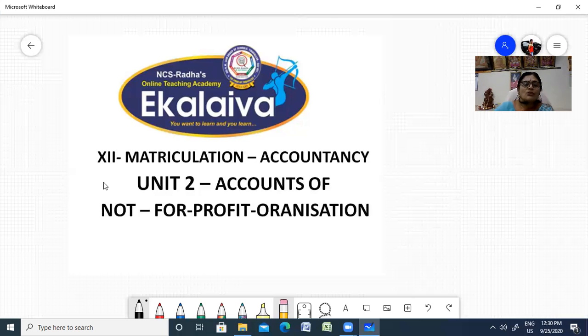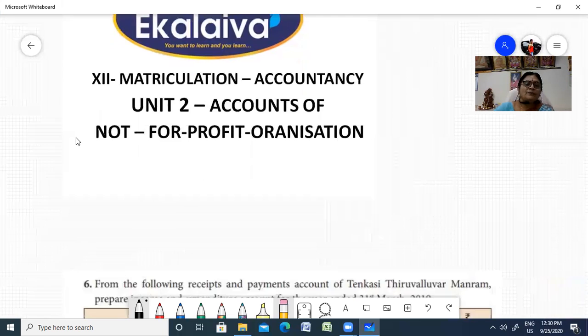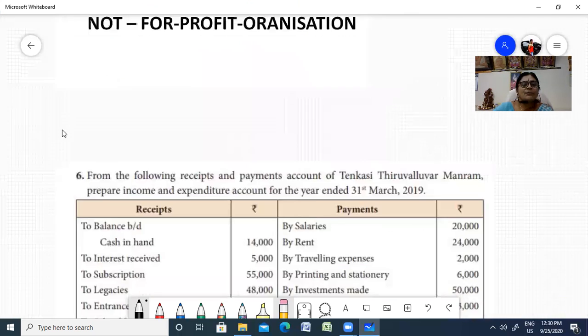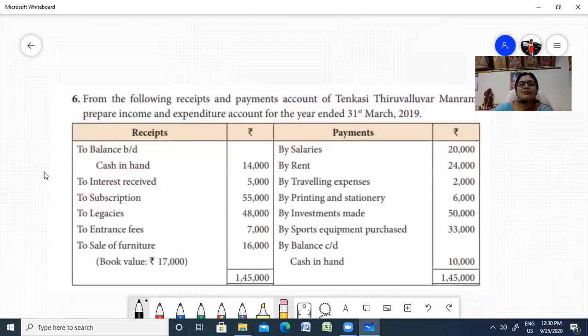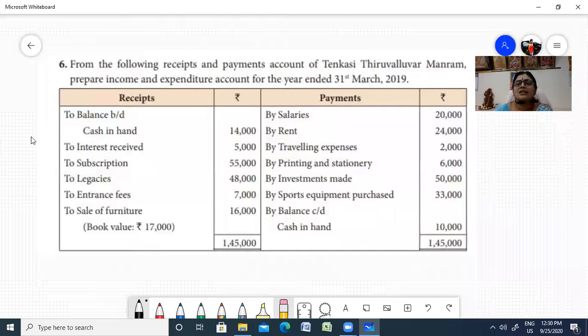Right. Now let us go to the problem. Sixth problem: from the following receipts and payments of Tenkasi Tiruvallur Mandram, prepare the income and expenditure account for the year ending 31st March 2019. You have some receipts given here, you have the opening balance, and then you have some payments. First of all, you have to identify which items you should record in your income and expenditure account.